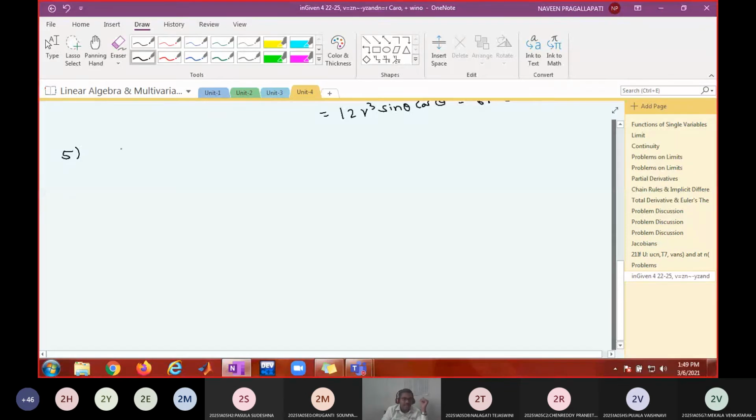Okay. You just take this problem and tell me: u equal to yz by x, v equal to zx by y, and w equal to xy by z. Find the Jacobian. From there itself, you can tell whether they are dependent or not, because if J is 0 they are dependent, and if J is non-zero they are independent. Okay.